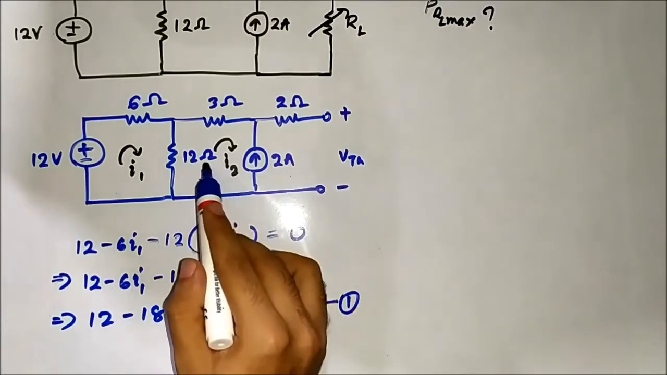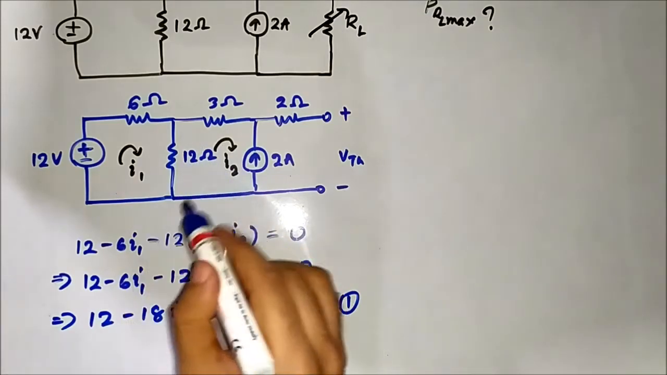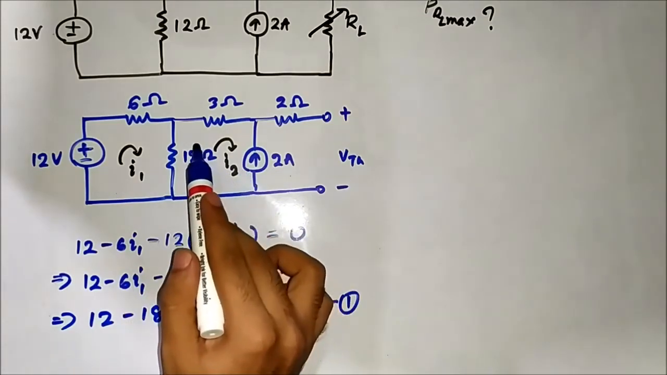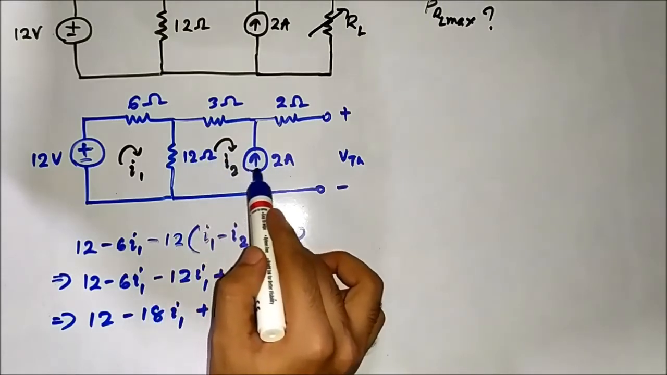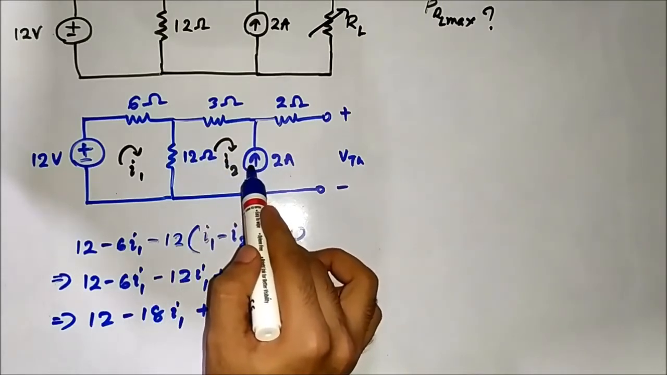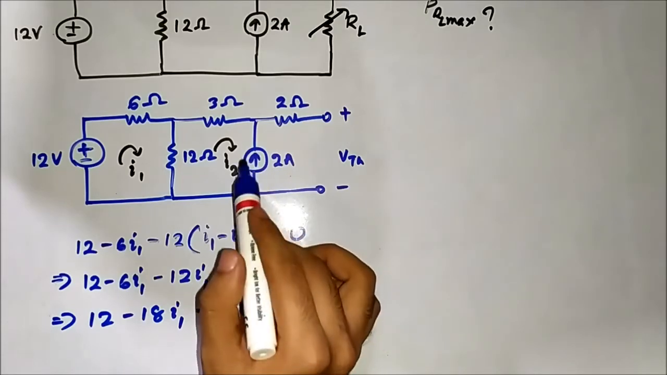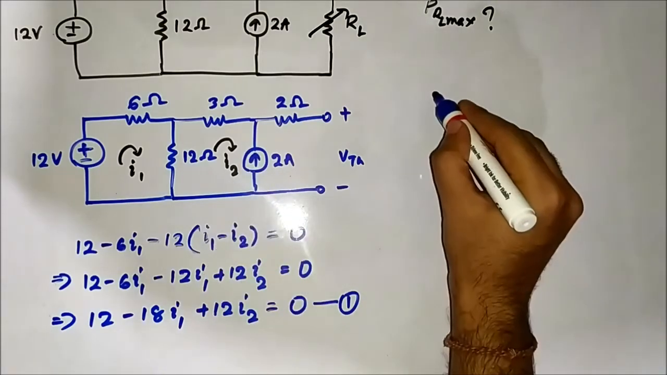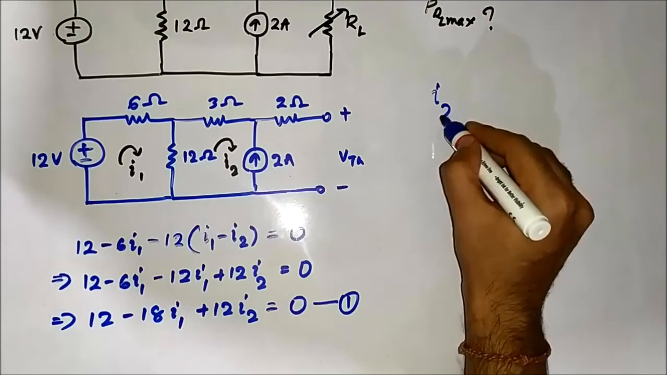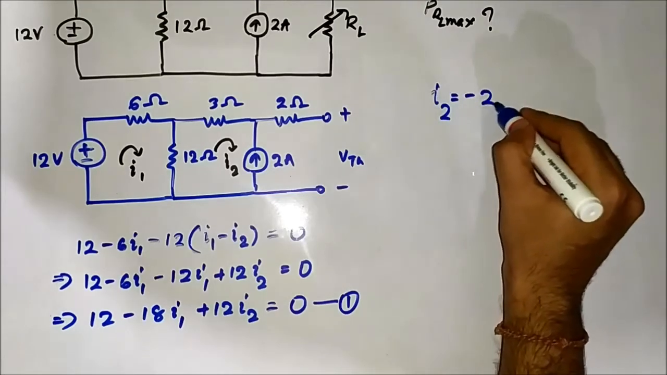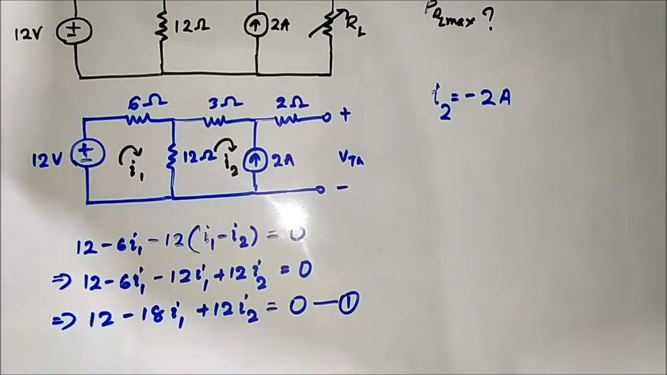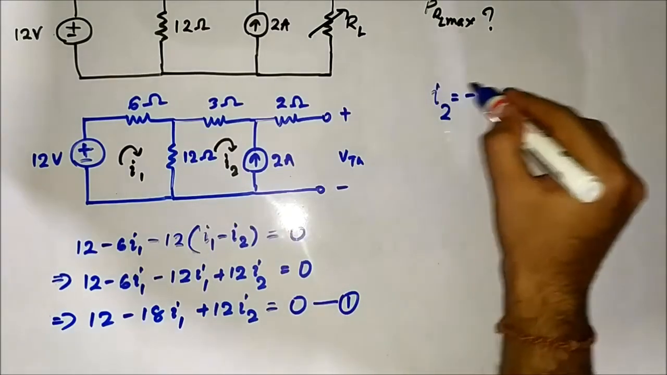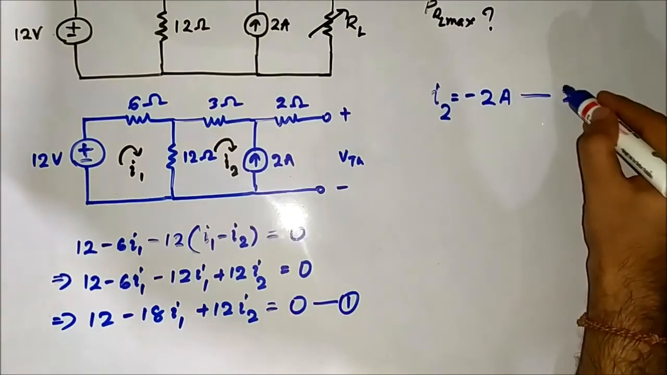Now if you pay attention to this loop 2, you will find that the direction of I2 which we have assumed and the direction of this independent current source 2 ampere are in opposite direction. So here I2 is actually minus 2 ampere. I2 is equal to minus 2 ampere. This is important equation number 2.